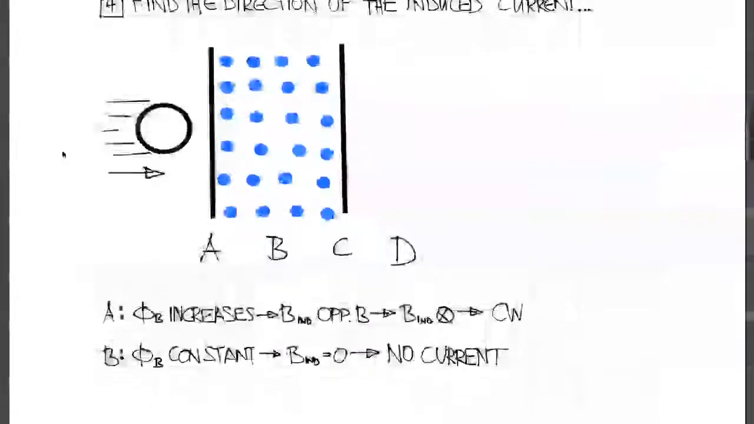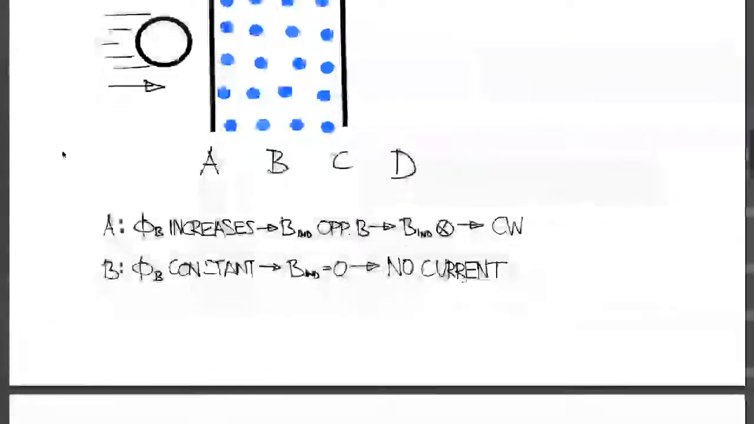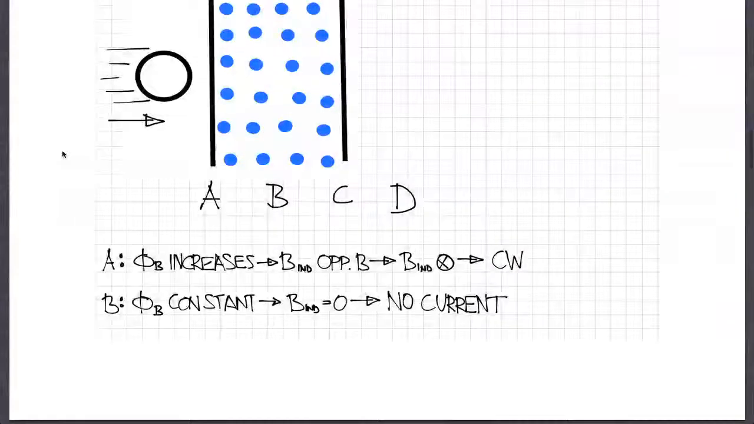Now, in part C, let's see, is the part where we're actually exiting now the area with a magnetic field. In this case, the flux is decreasing, which means that now the induced field has to be in the same direction as what causes it, which means that B induced is parallel to B, in other words, out of the plane. And if you use the right-hand rule, you now obtain that the current flows counterclockwise.